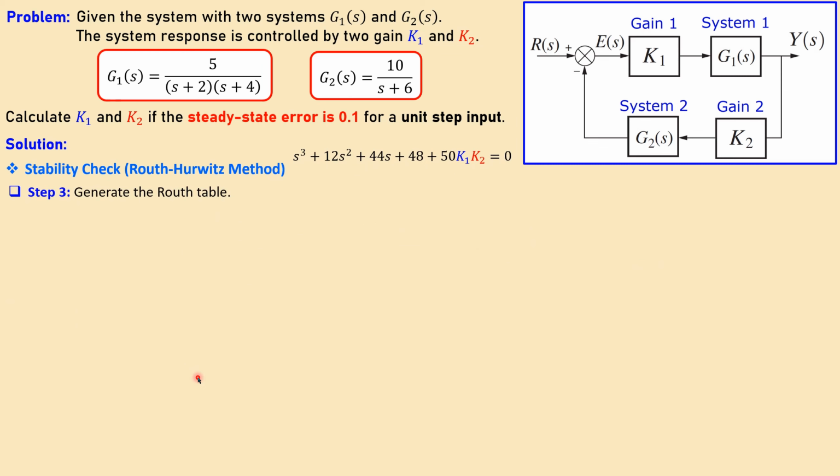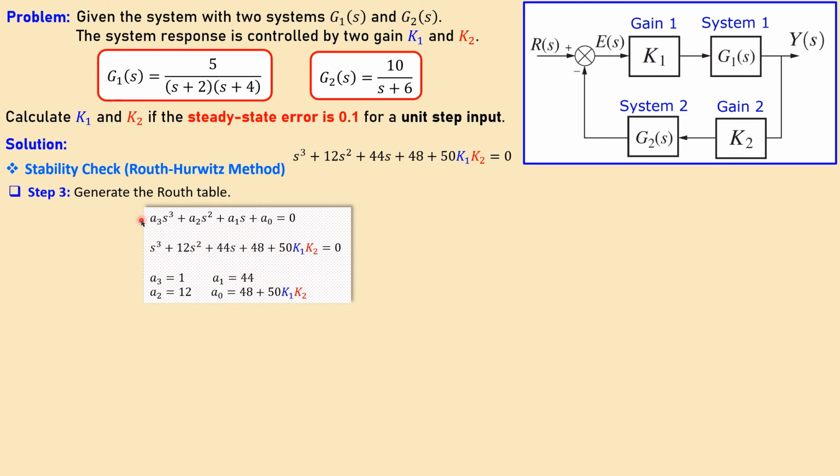Now step 3 in our stability check is to generate the Routh table. This is just a polynomial in general form. We have a third order system, so I have already given here the general expression for the third order polynomial. This is what we had, so we can now recognize what A3, A2, A1 and A0 are. We have 4 terms we need to determine. A3 is in our case 1, just look at the coefficient in front of s cubed. A2 is 12, in front of s squared. Similarly A1 is 44, and A0 is 48 plus 50 K1 times K2.